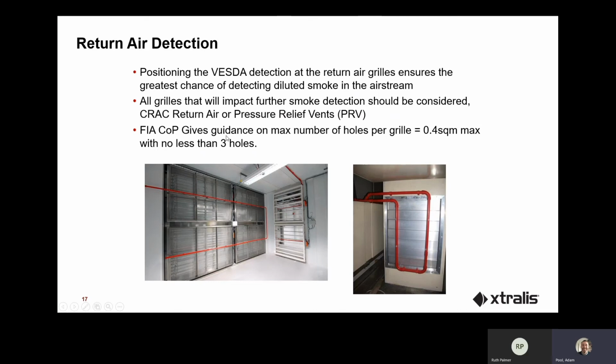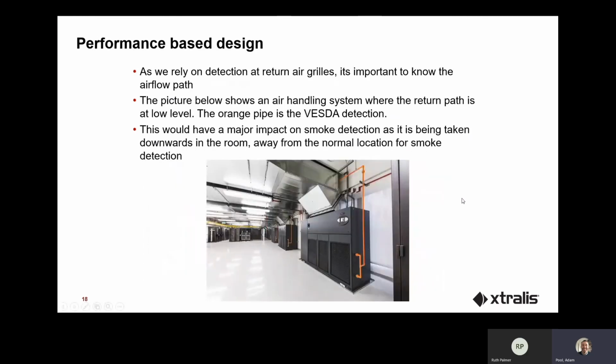The FIA Code of Practice gives guidance on the maximum area per sampling hole being 0.4 square meter maximum, with no less than 3 holes across that grill. So there is design guidance in there, and also BS 6266 takes a very similar stance on how you protect those return air grills. So it does give guidance on the number of holes needed to protect those return air grills and pressure relief vents.